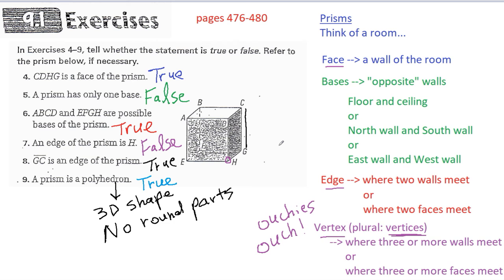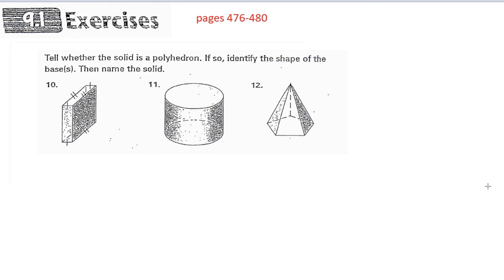And in fact, the next 3 questions we'll look at, 10 through 12, ask us if our solid shape is a polyhedron. So we'll get some examples there as well. So continuing on with 10, 11, and 12 here, now we're talking more about these things called polyhedra, singular polyhedron. So tell whether the solid is a polyhedron. If so, identify the shape of the base or bases. Then name the solid.